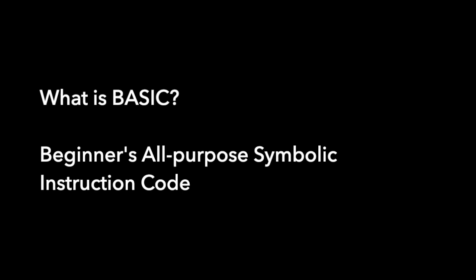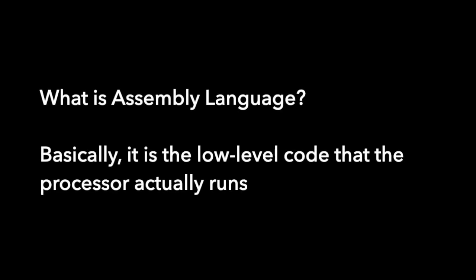What is BASIC? BASIC stands for Beginner's All-Purpose Symbolic Instruction Code. It's a simple language that's fairly easy to use, but it is an interpreted language, meaning it doesn't run natively on the processor on the computer. Another program interprets the instructions and translates them into instructions that run on the processor. Assembly language, on the other hand, is a low-level code that the processor actually runs. That's why assembly runs much faster, because there is no interpreter needed.